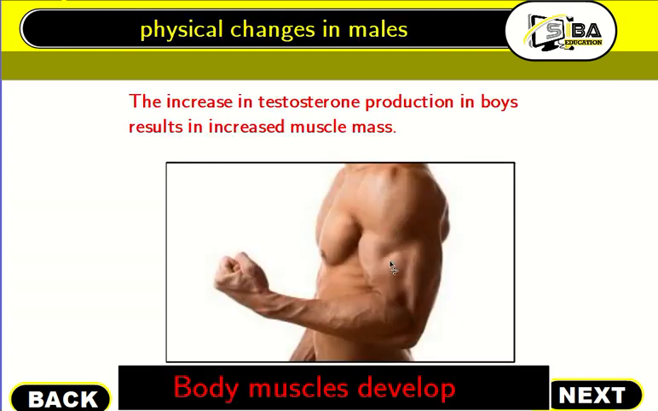You can also see that body muscles develop for an individual during puberty, and the increase in testosterone production in males or boys results in an increase in muscle mass. So your testosterone is increasing due to the hormones, and then this results in your muscle mass being increased. So the body muscles develop greatly.